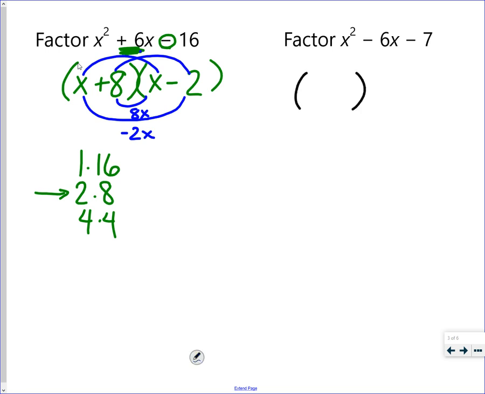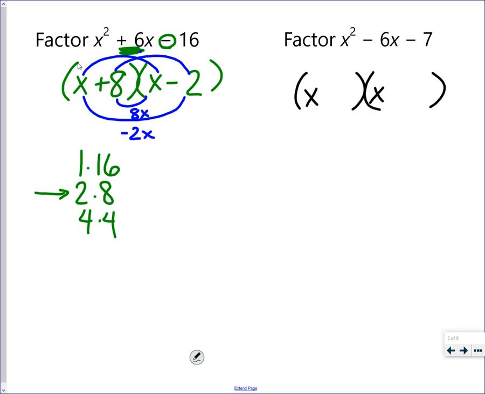Let's factor this one. Again, 2 sets of parentheses. Let's get our x's in here. By the way, the parentheses are necessary. You can't just skip them. You can't skip the x's. You can't just find the 2 numbers and just write the 2 numbers. Like in this last problem, you couldn't just say 8 and negative 2. We're not solving. We are factoring. We need to see those binomial factors.